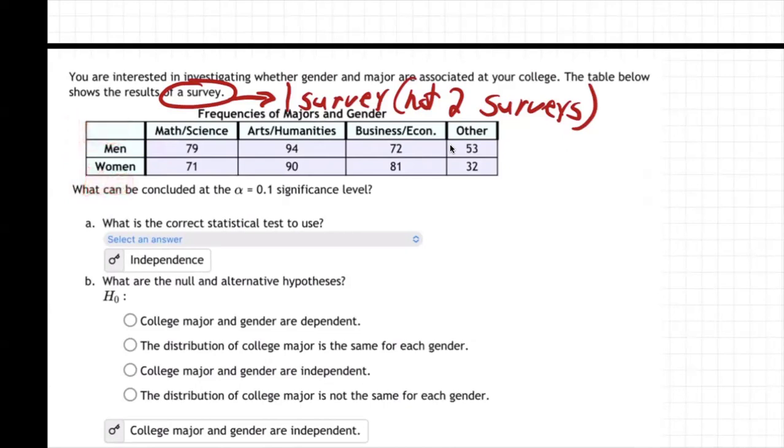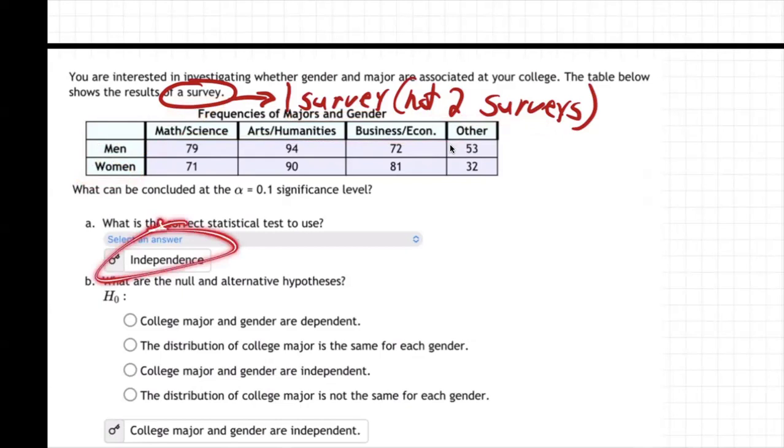They said let's just stand in front of the library, and everybody that walks by, we'll just ask them, hey, what kind of major are you? And then we'll record their gender. So that's one big survey. It says a survey, one survey, not two. So we know it's a test for independence, not homogeneity.